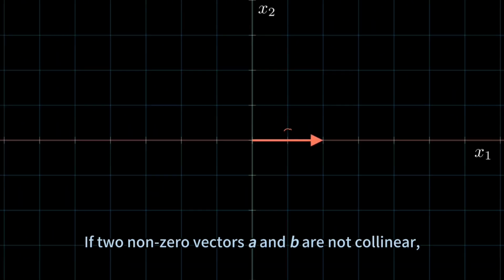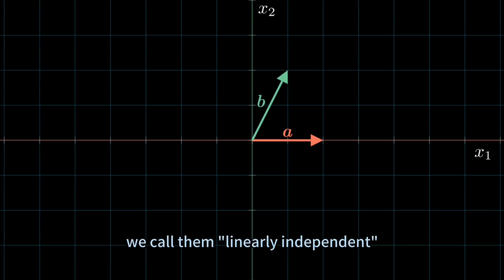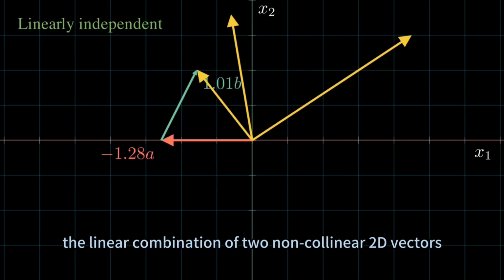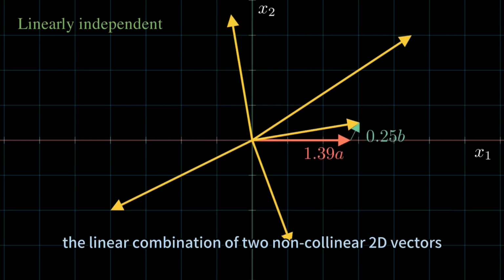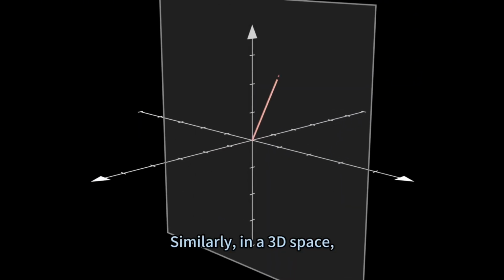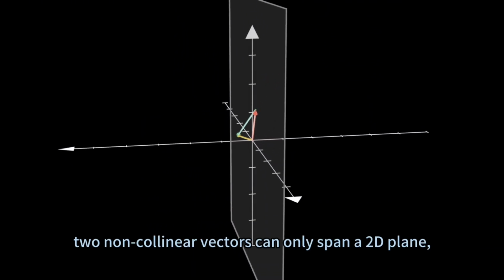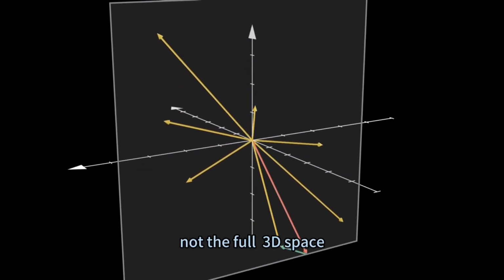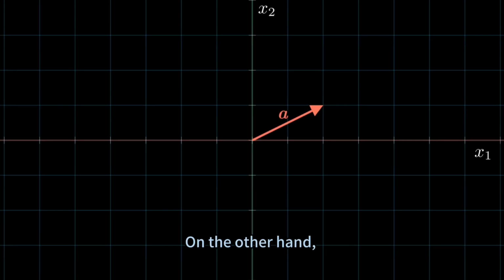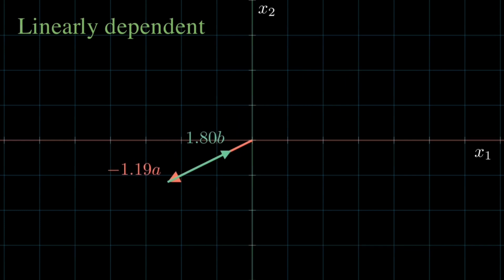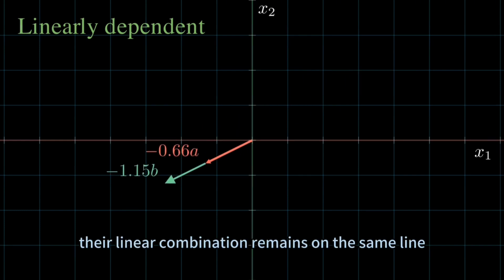If two non-zero vectors A and B are not collinear, we call them linearly independent. When k and t take all possible real values, the linear combination of two non-collinear 2D vectors can span an entire 2D plane. Similarly, in a 3D space, two non-collinear vectors can only span a 2D plane, but not the full 3D space. On the other hand, if two non-zero vectors A and B are linearly dependent, their linear combination remains on the same line.